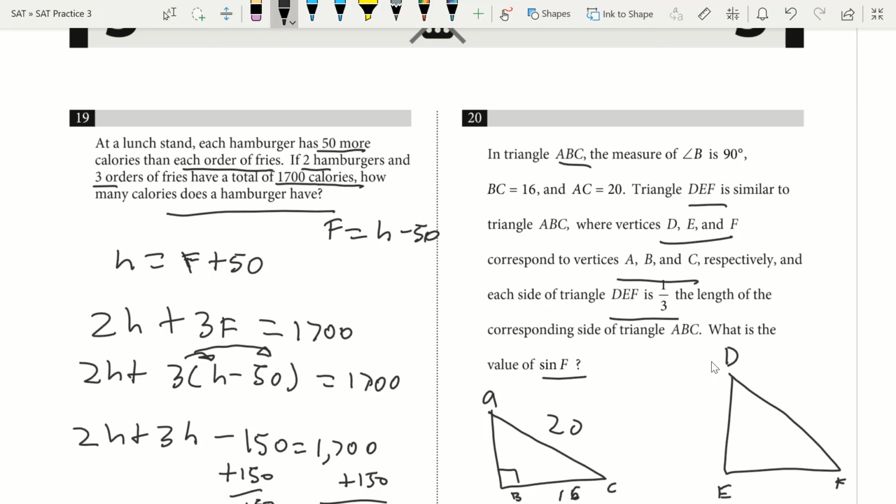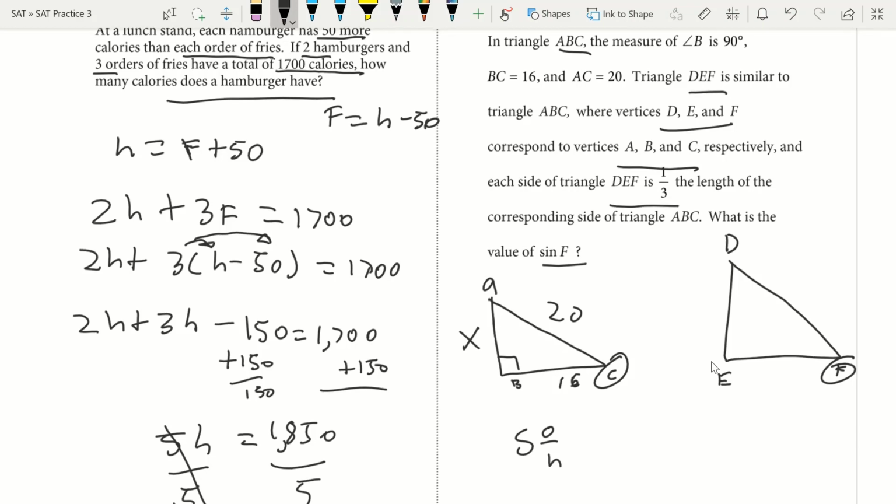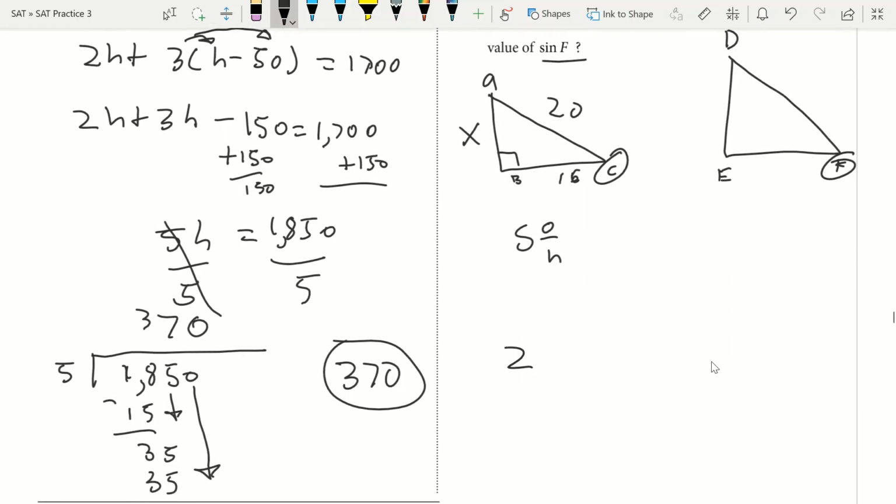Well, the value of sine F doesn't vary since these are similar triangles, right? So we can just go ahead and find sine F. It's going to be the same as sine C, right? So we know sine is the opposite over the hypotenuse. So we're going to find our opposite. We don't have it. We'll call that x, right? So we have to solve for x and then put it over 20. All right, solve for x. We're going to go 20 squared minus our 16 squared will give us our x squared.